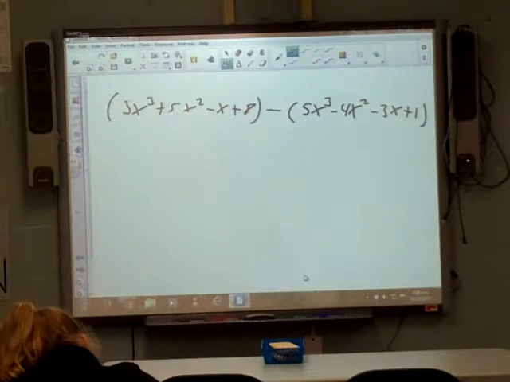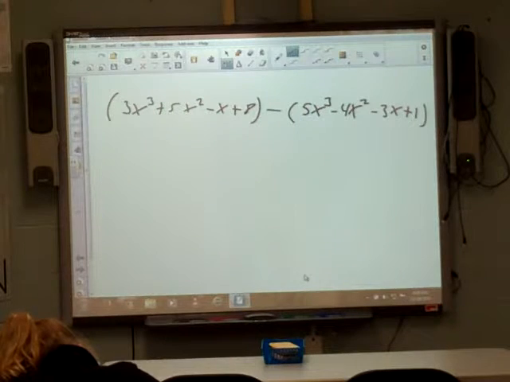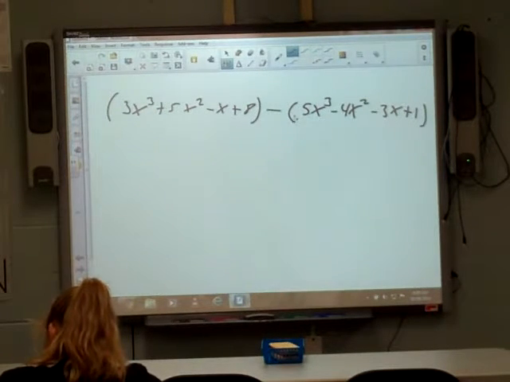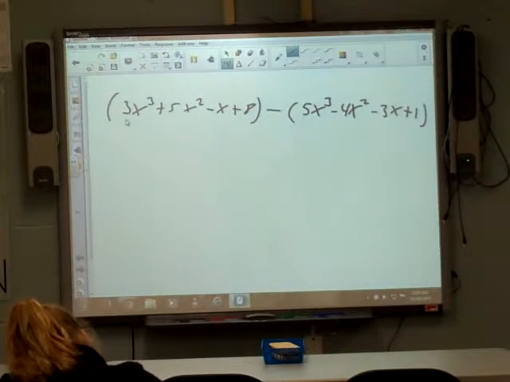Alright, again, you could stack them vertically if you want to. It's horizontal already written, so I'm going to just keep it like that. Just be careful with signs. This subtraction sign in front of that second polynomial means we're subtracting every piece of that. So I'll try to emphasize the signs as we go to follow those along.